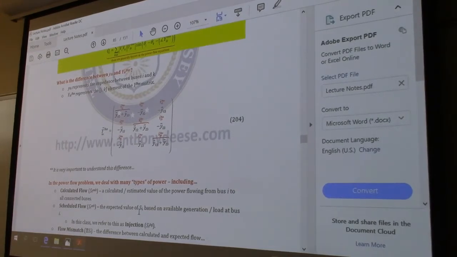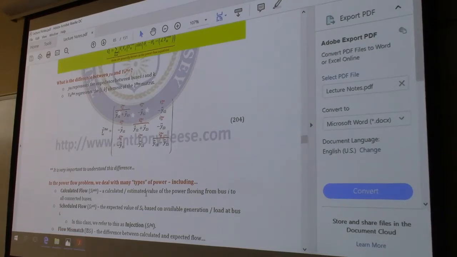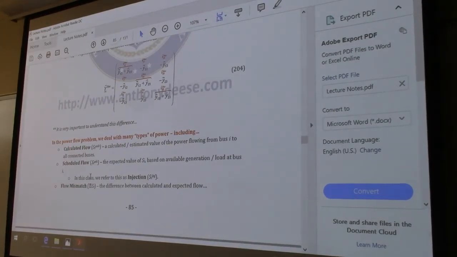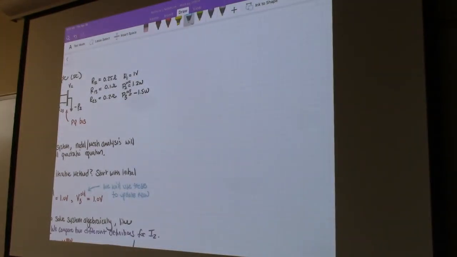Now, in the power flow problem, there's several different types of power that we're going to be dealing with, and we've already used them. So here, in the example, the powers that were given here, we're going to call them the power injections. We can also call it the scheduled power, meaning that that's the value that we expect to get once we have solved.